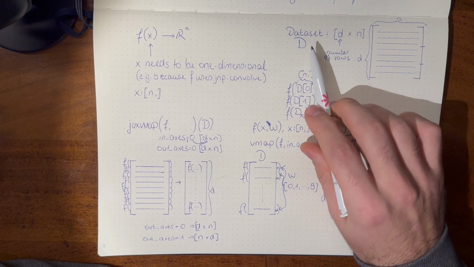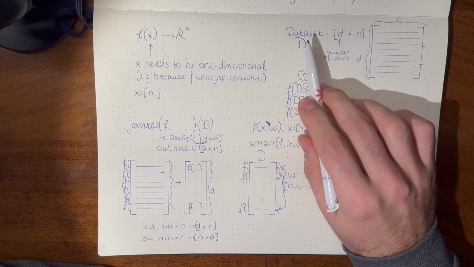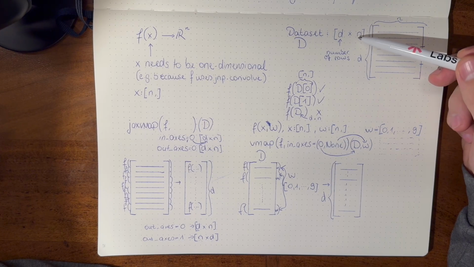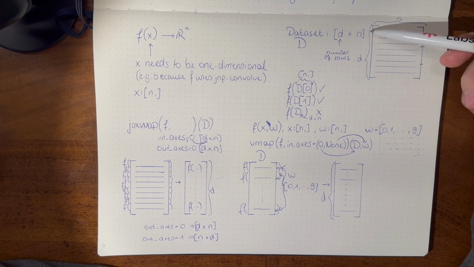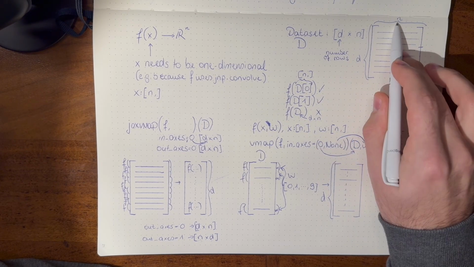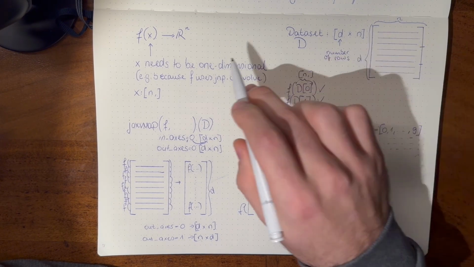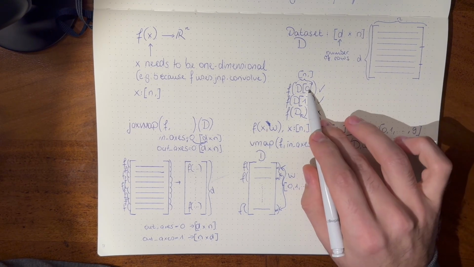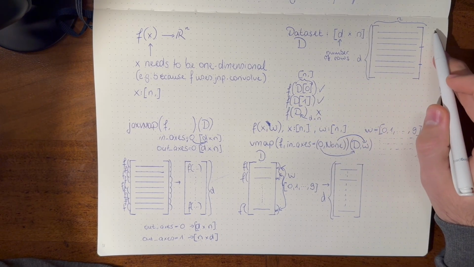And we also have our data set, which we denote as capital D, and our data set has d rows, and each row has the size n. So in other words, we have a matrix like this, where each row of the matrix is of size n. So our function f works on individual rows of the data set like this, but it does not work on the entire data set.